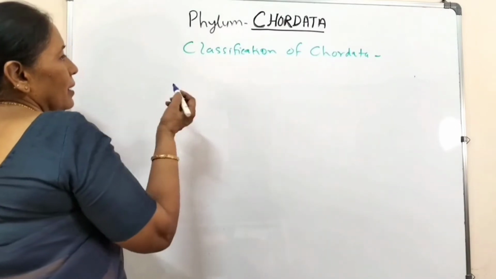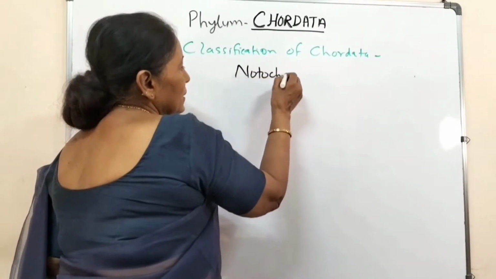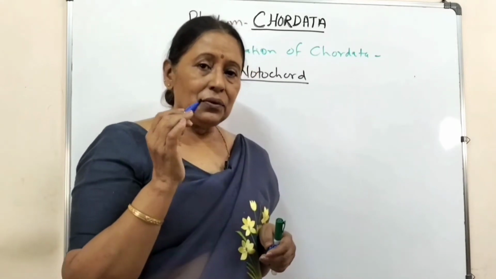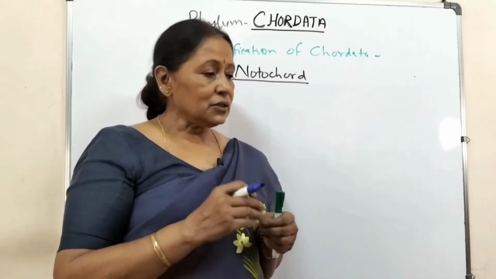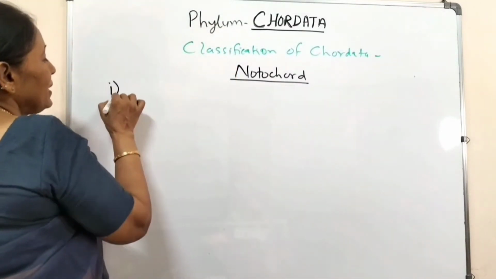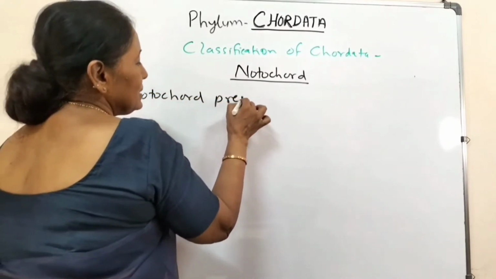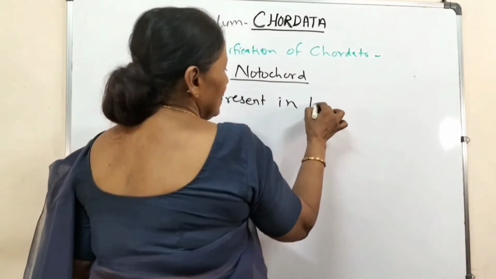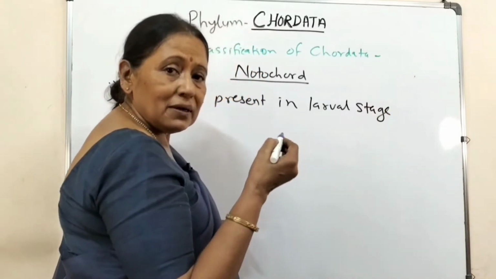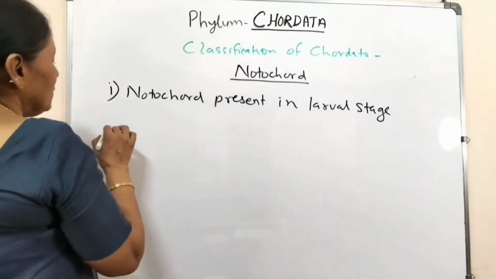What are they? First let me tell you, we say that notochord is present in those organisms called chordata, but it is not necessary that it is present throughout the life. There is one condition where the notochord is present only in the larval stage. Then when the larva becomes mature, it metamorphoses into an adult, and then this notochord is not found.